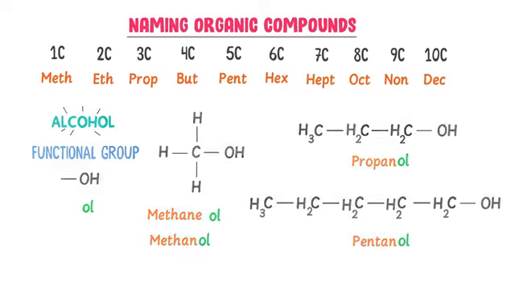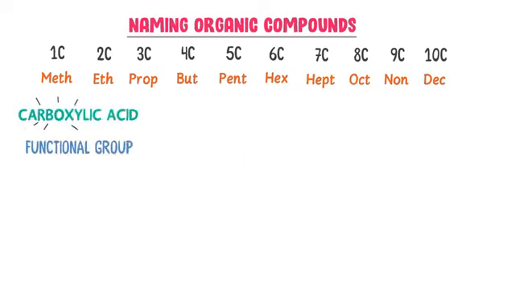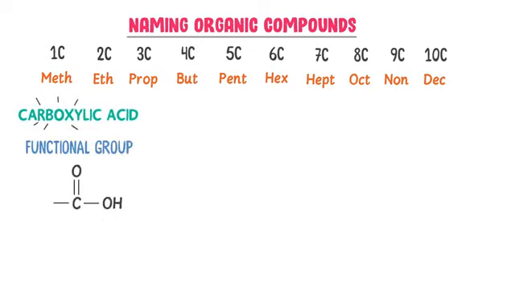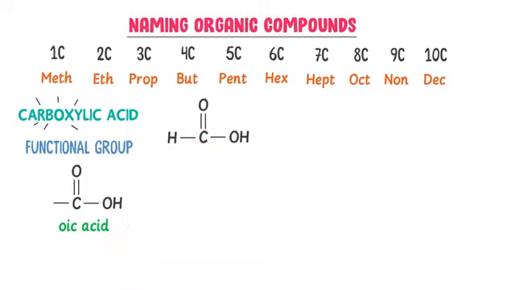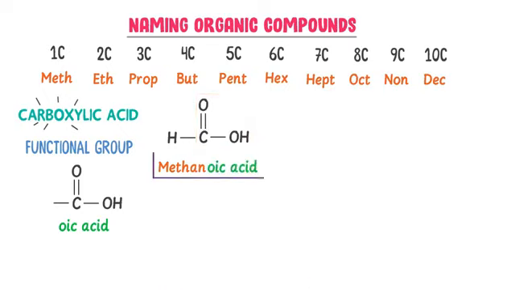Now we will learn naming organic compounds of carboxylic acids. The functional group of carboxylic acid is C double bond O, single bond OH. We use "oic acid" for it. For example, consider this compound. There is only one carbon atom, so I write methane. This C double bond O single bond OH is the functional group of carboxylic acid. I write "oic acid". So I get methanoic acid.